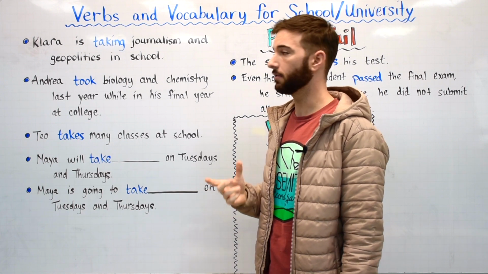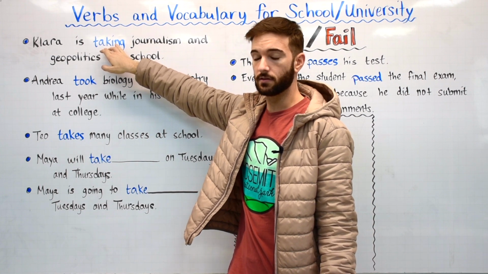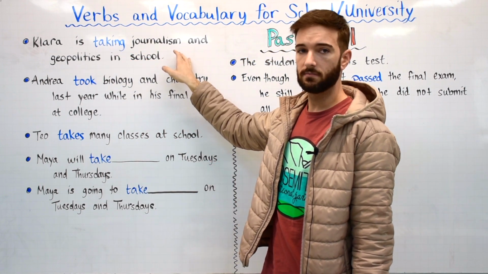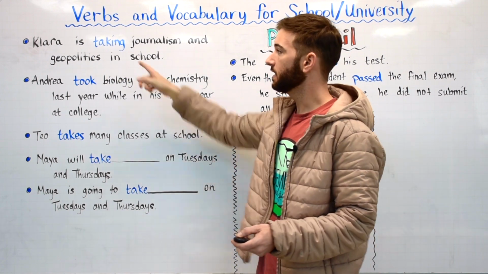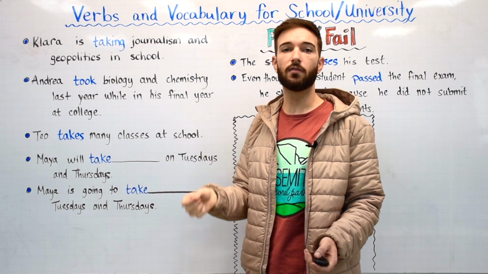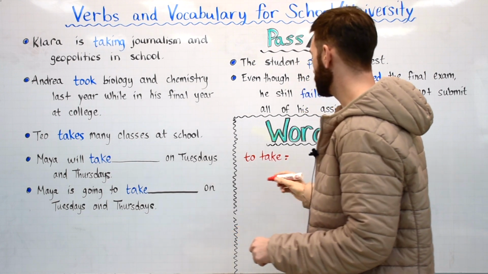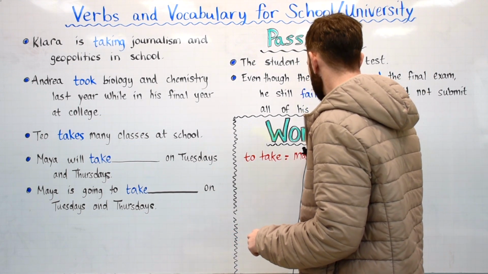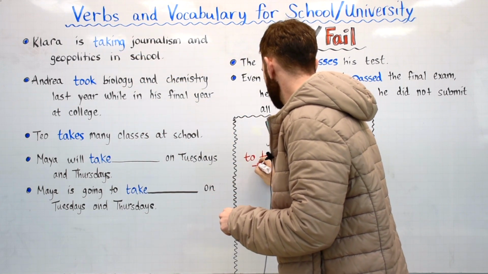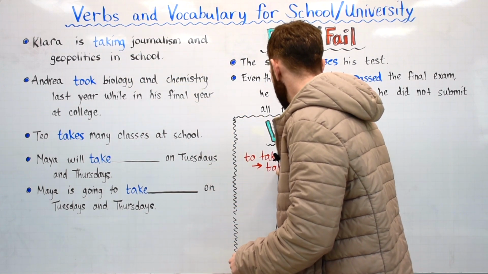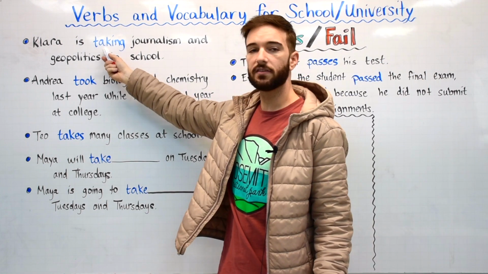Okay, fjalia e parë thotë Clara is taking. What is taking? This is a verb. Journalism and geopolitics in school. Vini re se kemi foljen taking. Taking vjen nga folja to take. To take, which is like the verb mar. Take can sometimes become taking. Okay, so taking, ing. Take-ing. Okay? Taking.